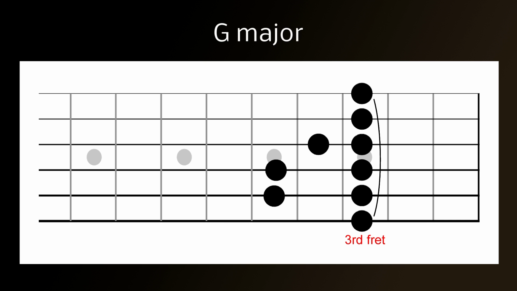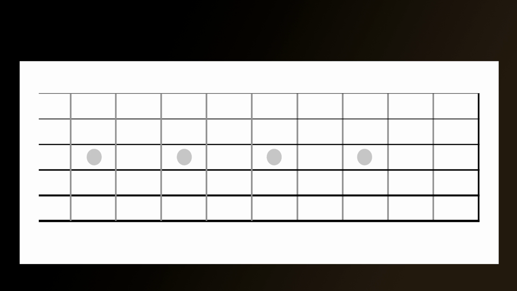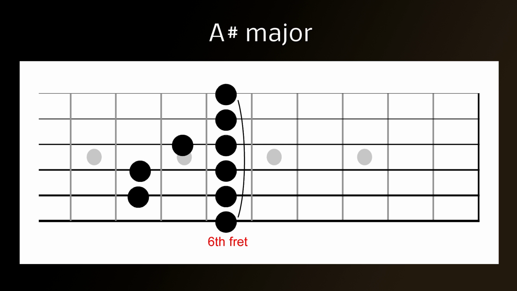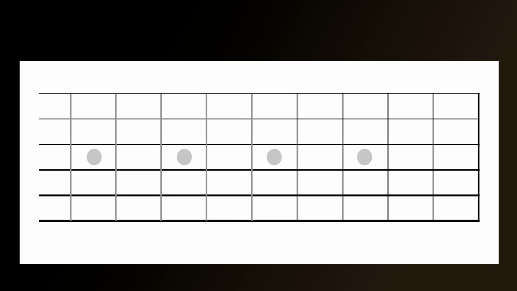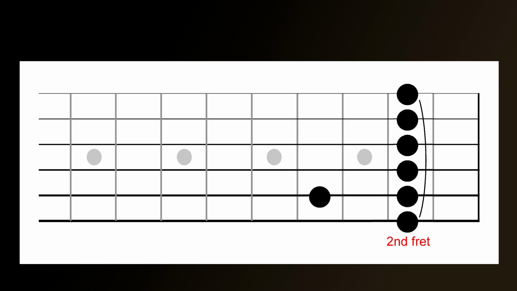So if you were to get a G major in the 3rd fret and take it up to the 4th fret, it would become G sharp major. Also, if you were to take the A in the 5th fret and take that up to the 6th fret or up a semitone, that would be A sharp. And this rule doesn't stop with the majors and the minors. If you were to take, for example, an F minor 7th in the 1st fret and take it up by a fret to the 2nd fret, it would be F sharp minor 7th.